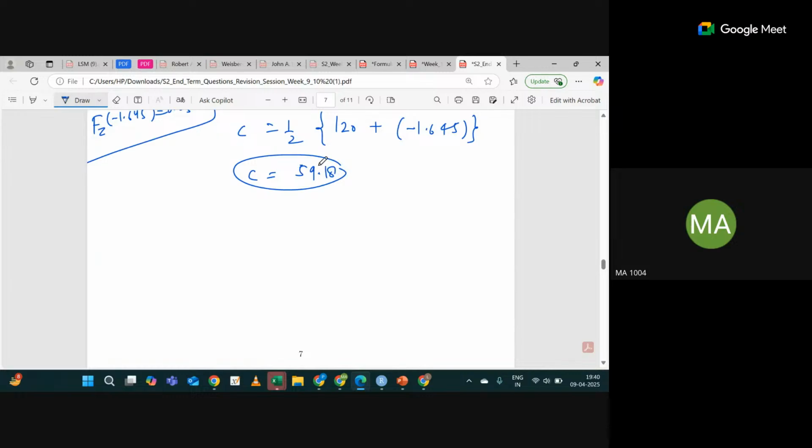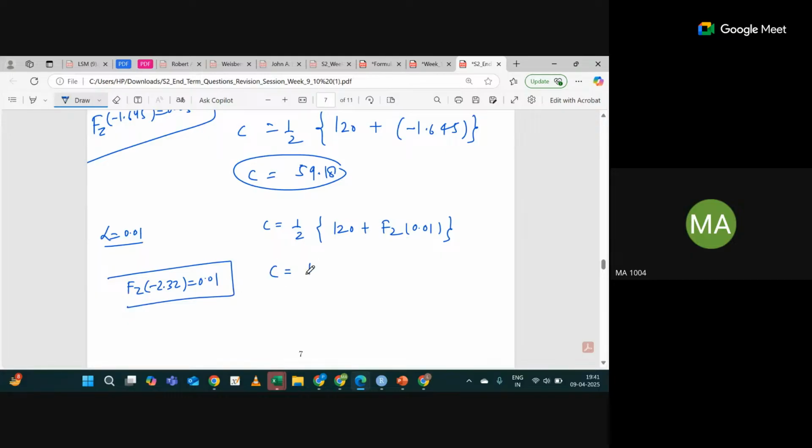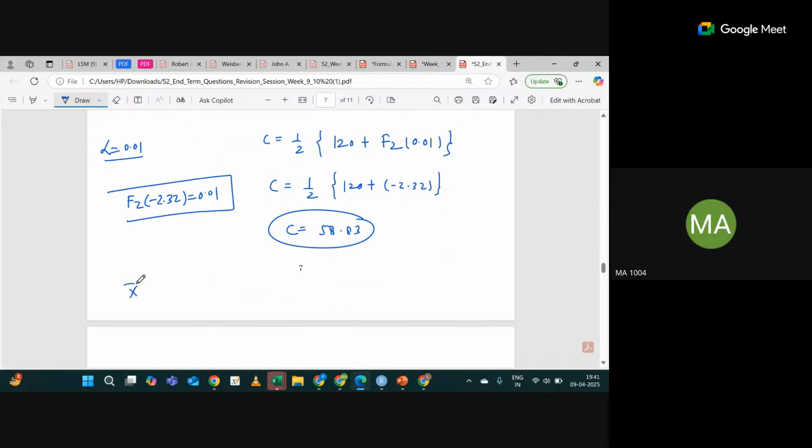In the case of alpha 0.01, my C will be 1 by 2 times 120 plus FZ inverse of 0.01. FZ inverse of 0.01 is minus 2.32. So you can solve this. The value of this will be minus 2.32, so 117 point something, that is 58 point something. 58.84.